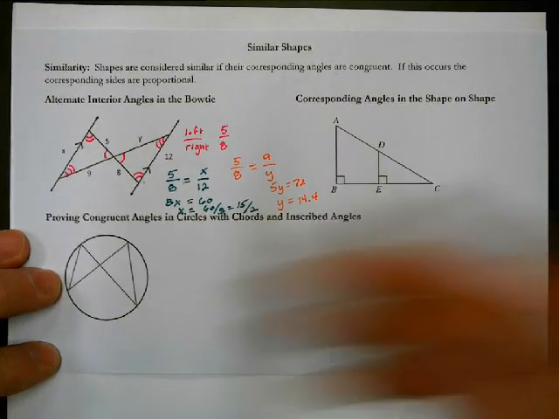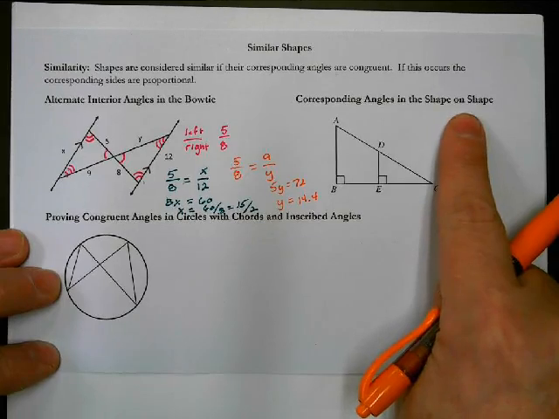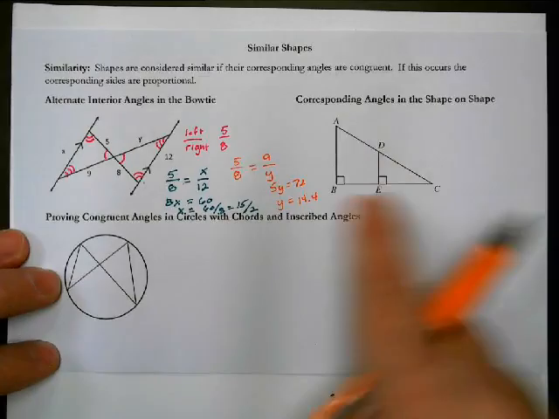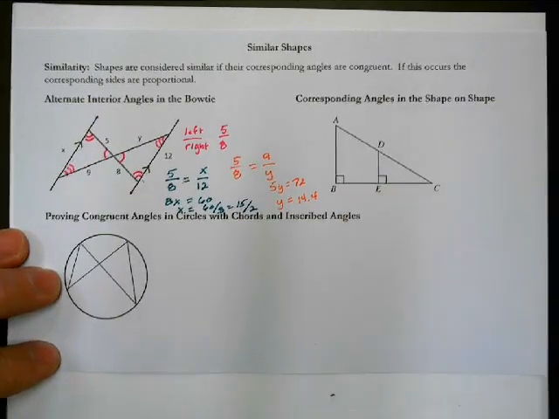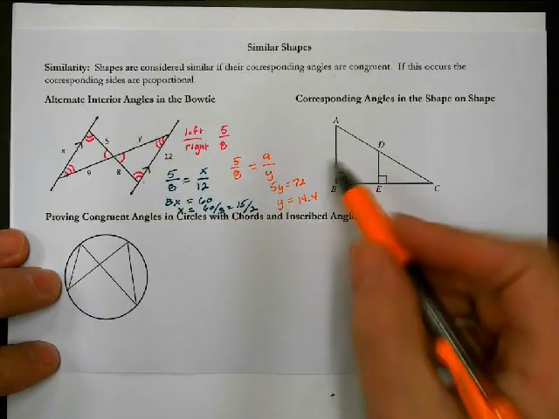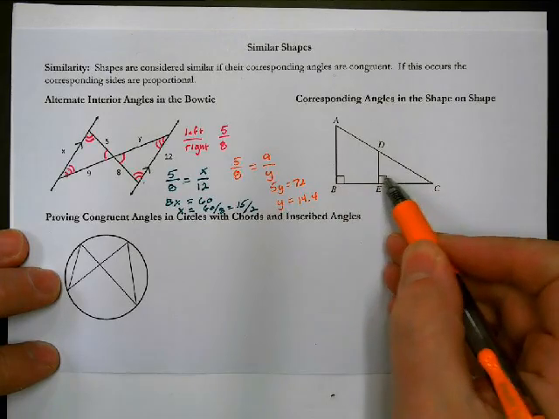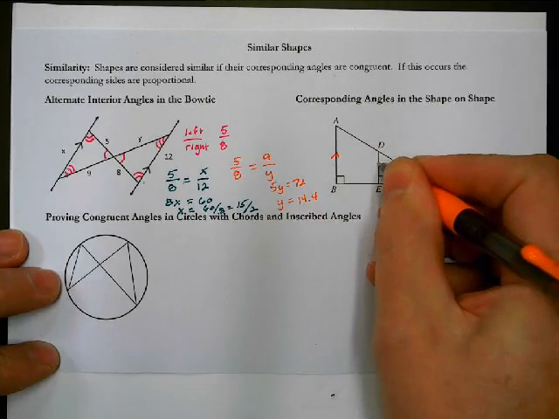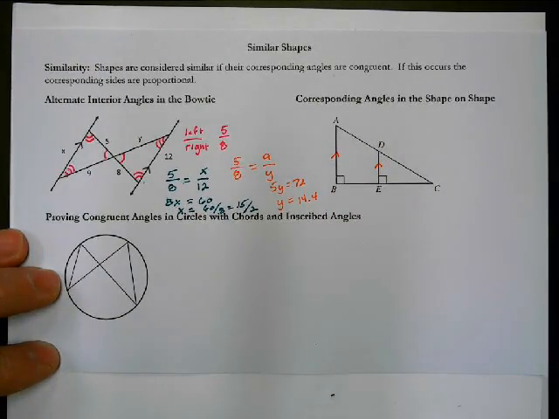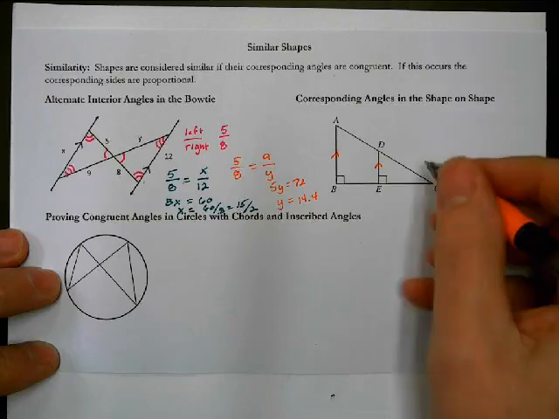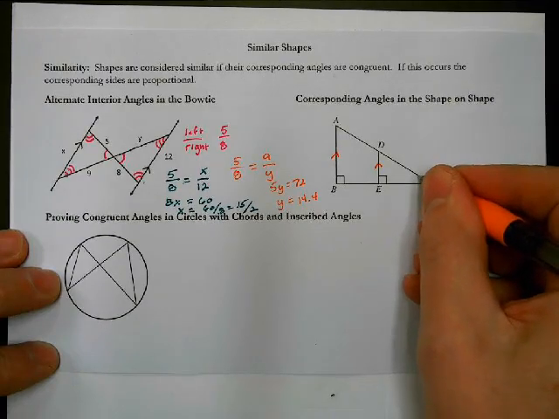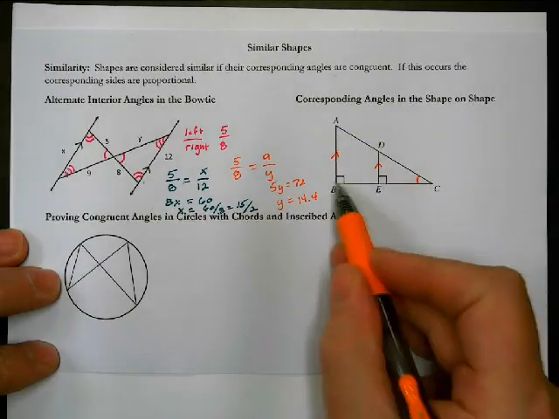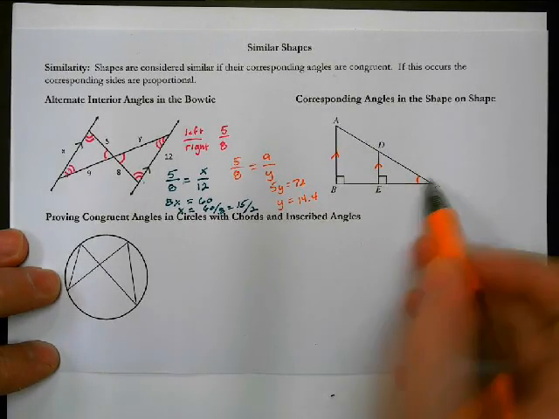All right, next one. Corresponding angles where a shape is on top of another shape. So we've got a big triangle with a small triangle on top of that. Now on top of this, it says that these two angles right here are right angles. Therefore, this side must be parallel to that side. So we already have one angle that's the same on both of them, angle C. Angle C is the same angle in the big triangle, and it's the same angle on the small triangle.